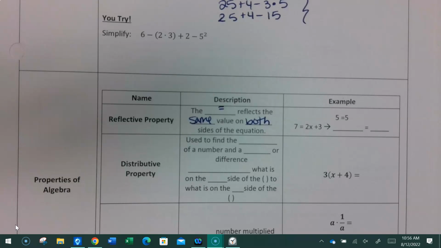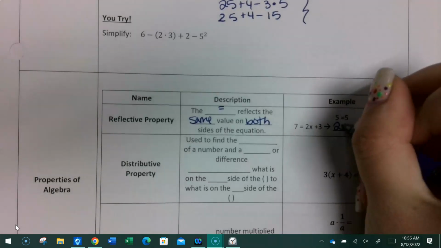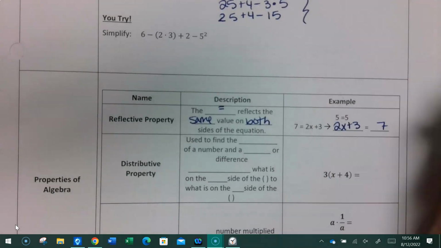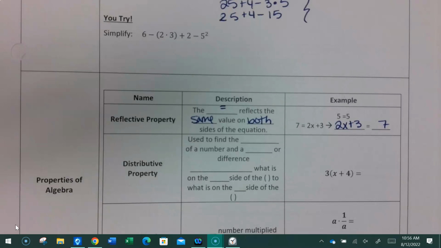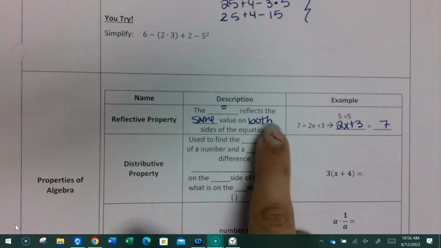I'm already here cracking. So, the reflective property states that I can flip things between either side of the equation. So if I have 7 equals 2x plus 3, this is the same thing as if I have 2x plus 3 equals 7. I just moved the side of the equation it was on. Flip it around.